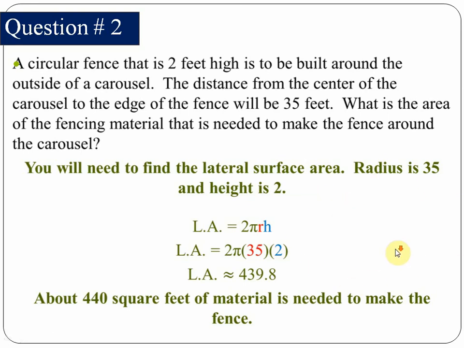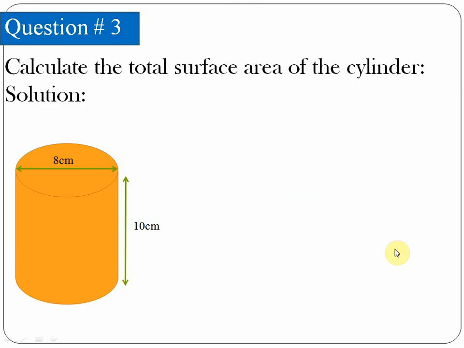Next, moving on, question number 3. Question number 3 is a simple one. Calculate the total surface area of the cylinder. He gave us the diameter, which is 8 cm, and the height is 10 cm, and he simply asks to mention the total surface area of the cylinder.